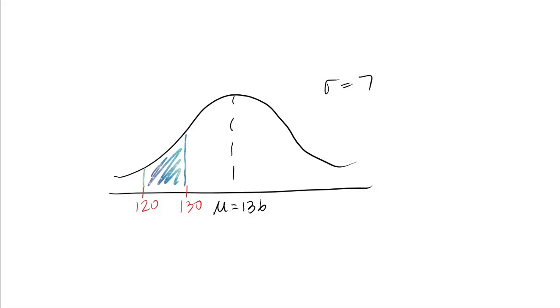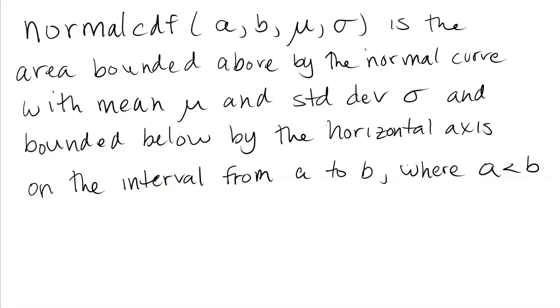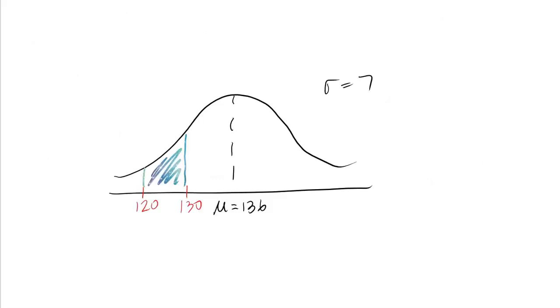But that doesn't change how we do it. We still have a piece of area that's bounded above by a normal curve with a given mean and standard deviation, bounded below by the horizontal axis, and between two known bounds. It doesn't matter that they're both on the left side of the mean. Normalcdf will still handle this. Normalcdf just needs to know what is your lower bound, what is your upper bound. Tell me the mean, tell me the standard deviation, and I'll give you the area bounded by that curve and the axis. So we're going to use the normalcdf function.